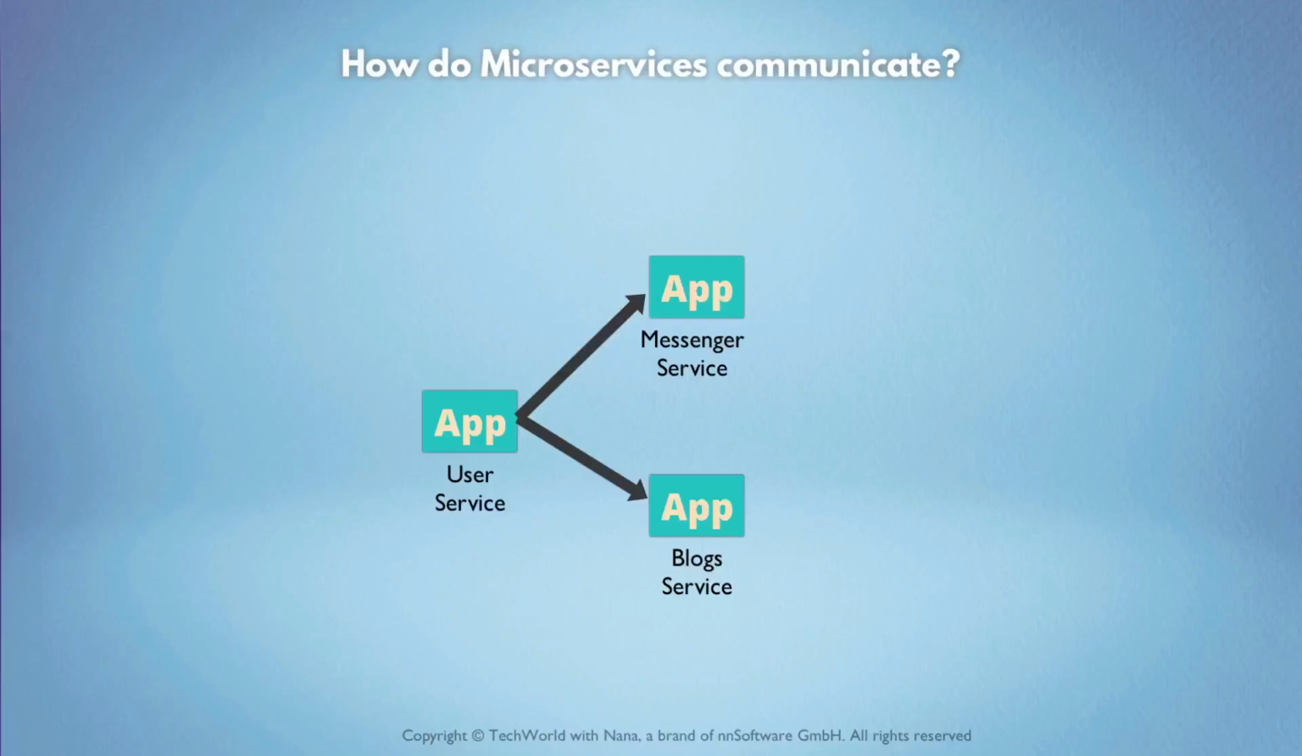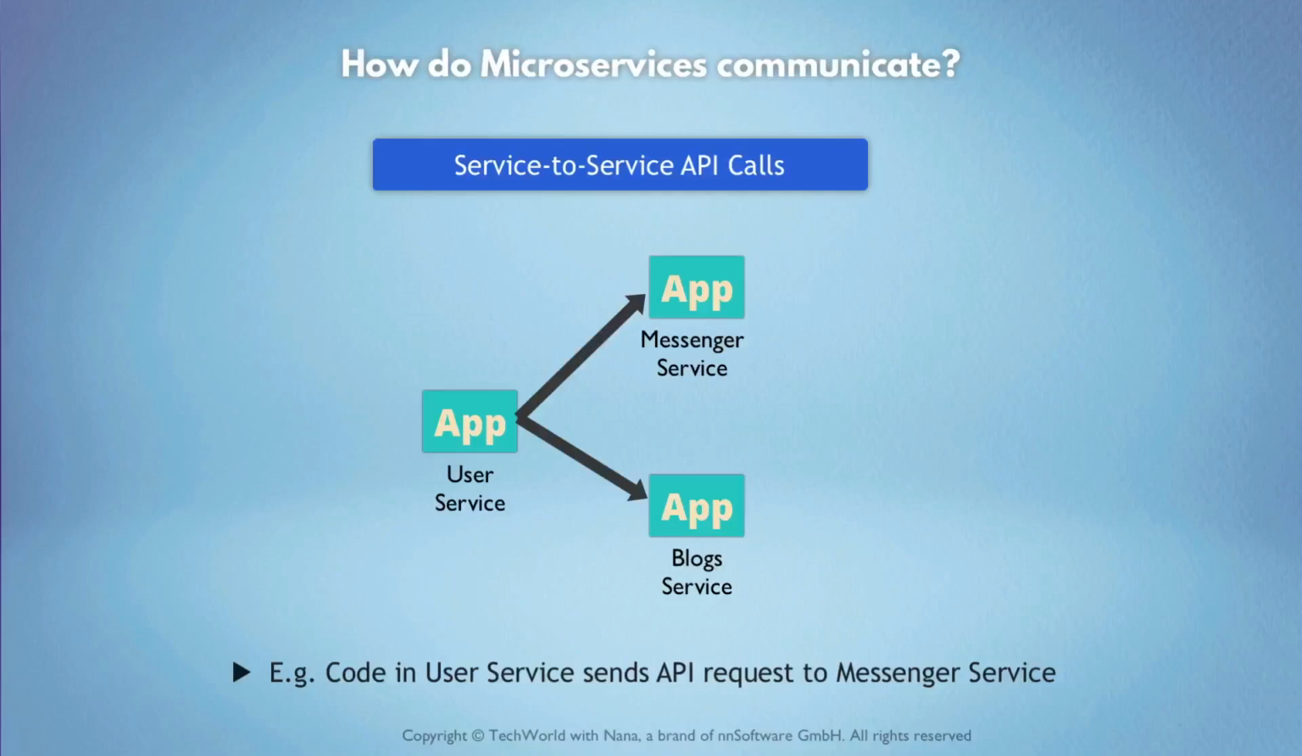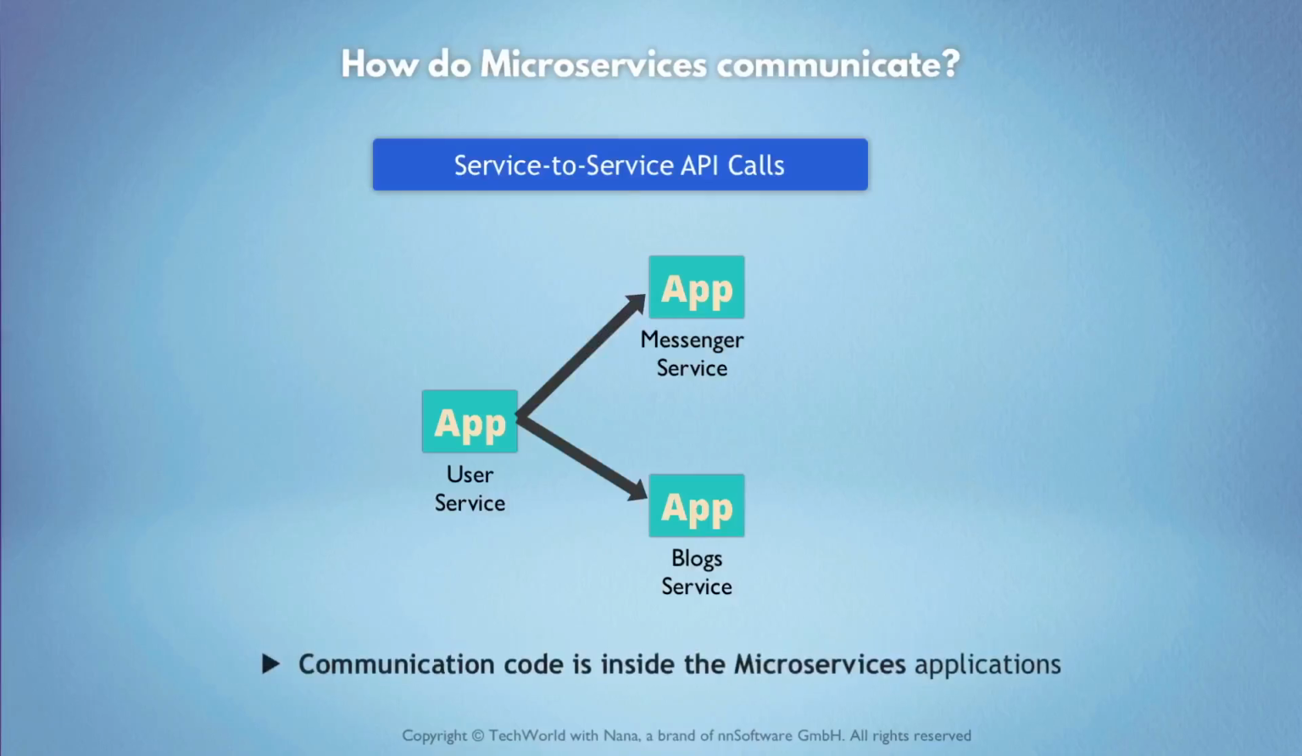One way microservices communicate is through interfaces or APIs, which is basically code with a bunch of functions inside the application itself, which is responsible for handling communication with other services. So the logic or code for talking to other services is inside the microservice itself.